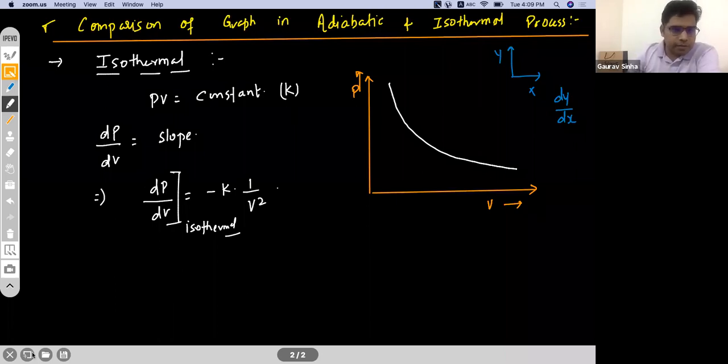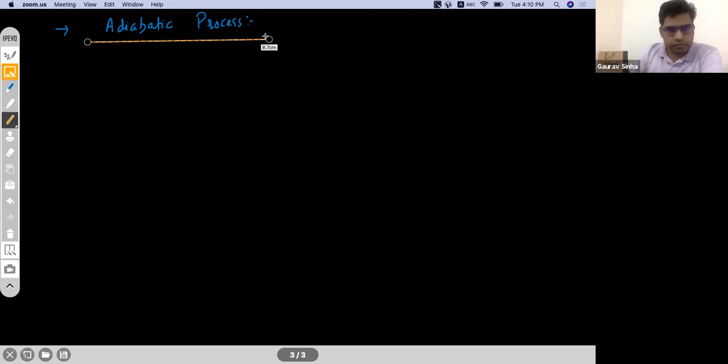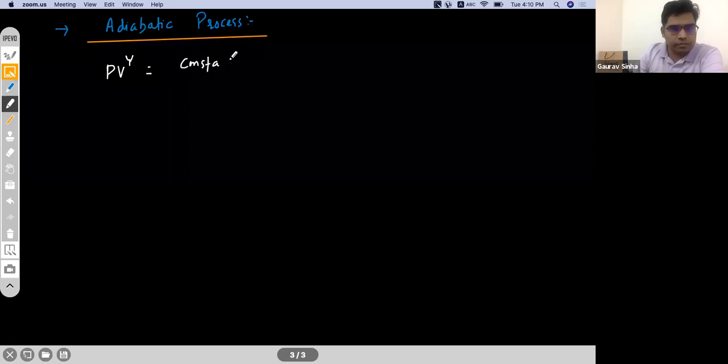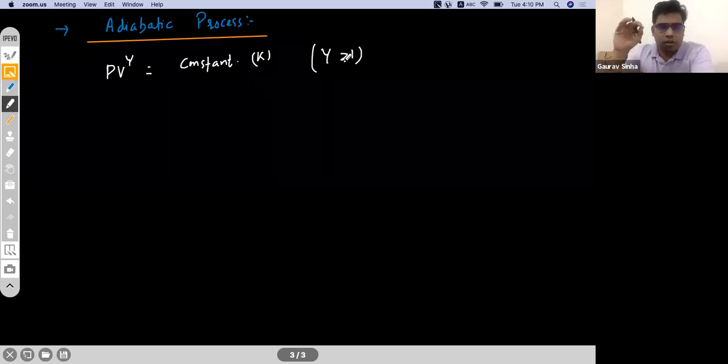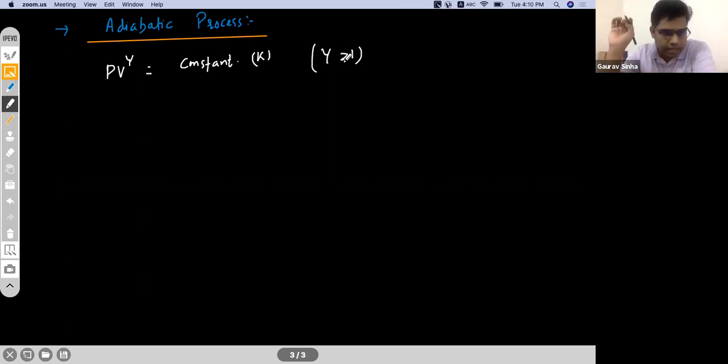So this slope, just this expression you keep in mind. Now you see the expression in adiabatic process. What is the relation of P and V in adiabatic process? Could you tell me? The relation of P and V here is? Last class we have discussed, it is PV to the power gamma is equals to constant, constant K suppose we have. And this gamma is always greater than one, isn't it? Gamma is always greater than one for all gases, monoatomic, diatomic, and polyatomic gases, always greater than one.